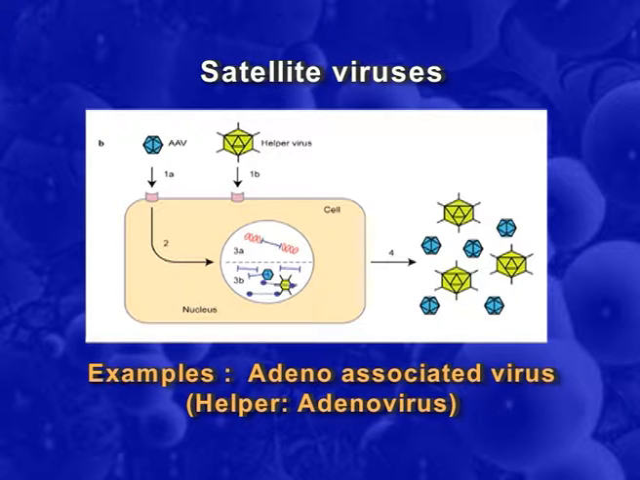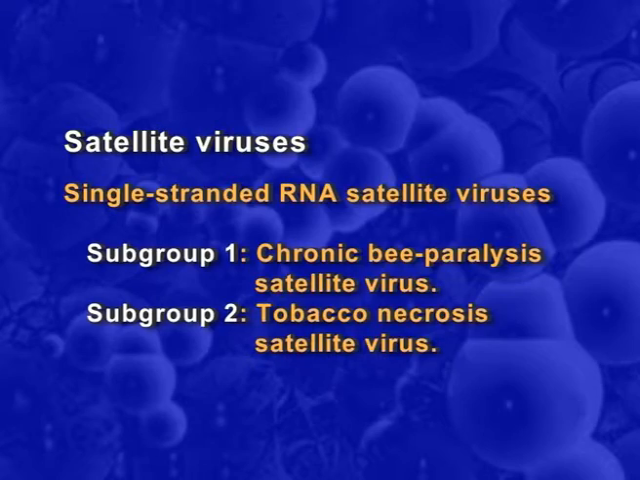This is how adeno-associated virus carries on its infection. It is a type of satellite virus that depends on a helper virus called adenovirus for its establishment and coming out of the host. Satellite viruses can be classified as subgroup 1 and subgroup 2, wherein subgroup 1 comprises chronic bee-paralysis satellite virus and subgroup 2 comprises tobacco necrosis satellite virus.